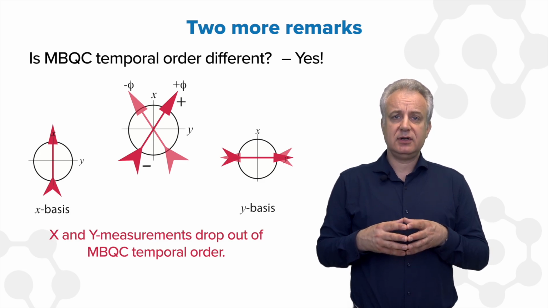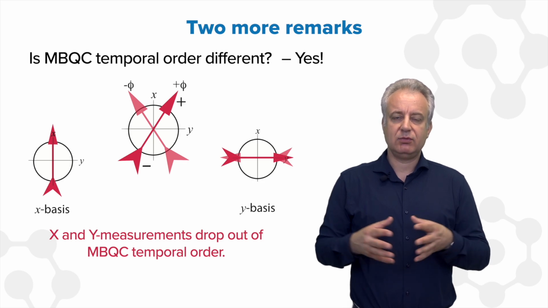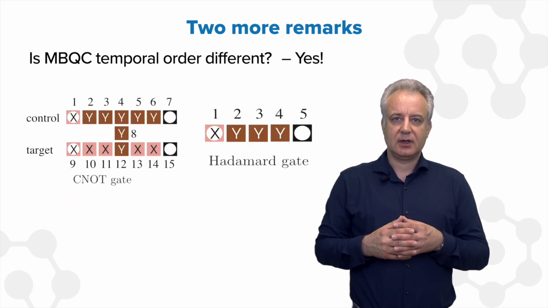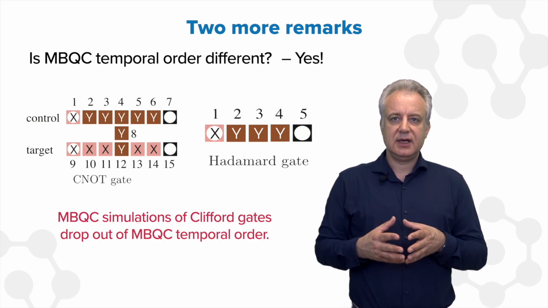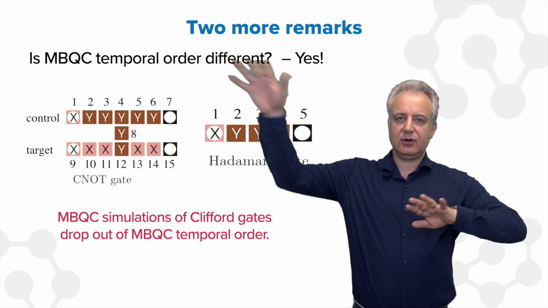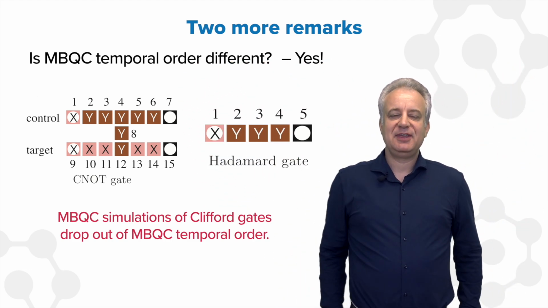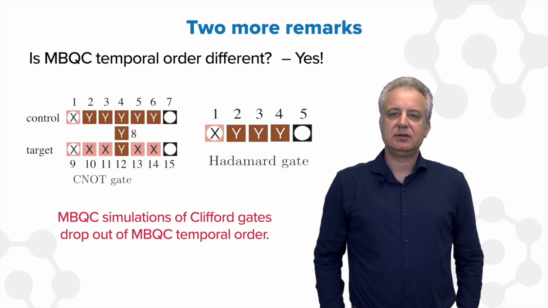Now let's have a look at what kind of gates can be implemented with X and Y measurements. Here you see them. These are the Clifford gates. All the Clifford gates can be implemented in MBQC with X and Y measurements only. And so those gates, no matter where they occur in the circuit, totally drop out of temporal order. So that's a marked difference in the temporal order in measurement-based quantum computation. Just wanted to point that out.